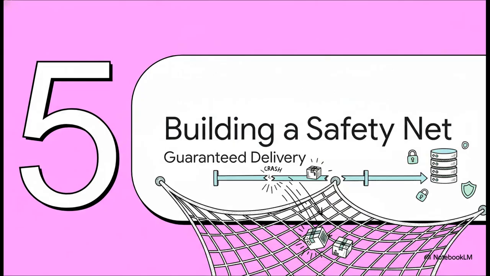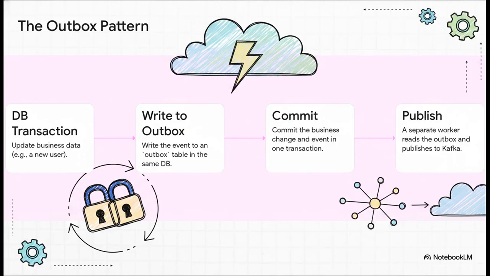Okay, this all sounds great on a whiteboard, right? But we all know that in the real world, things break, services crash. So what happens if a service dies right in the middle of sending or receiving an event? How do we stop data from getting lost or messed up? The outbox pattern is our safety net for sending messages.